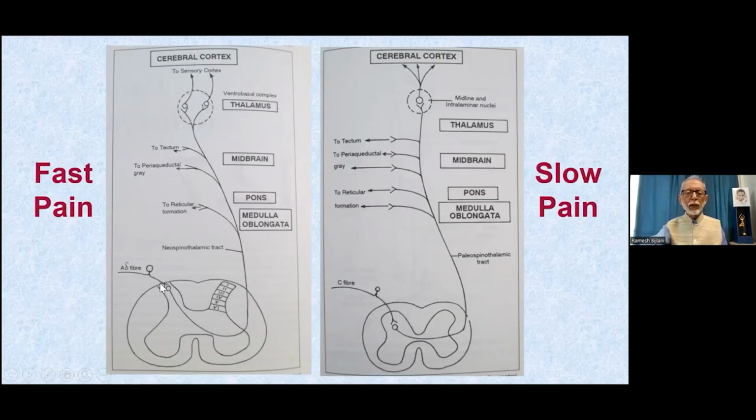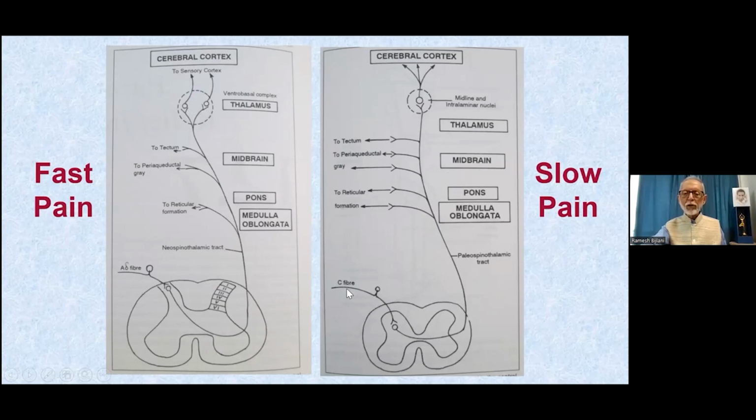And why is it called fast pain? It is called fast pain because it travels via nerve fibers which are fast conducting. They conduct this at a high speed to the sensory area and therefore it takes less time for the pain to be perceived. That's fast pain.